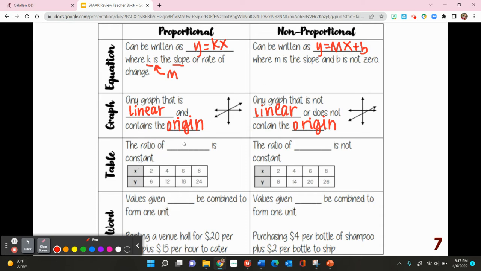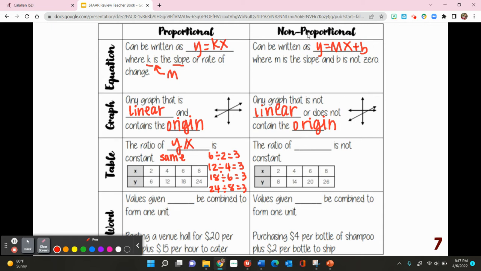Now let's look at the table. In a proportional table, the ratio of y divided by x is constant. If it is constant, that means it is proportional. So what I mean by constant is that when I divide y by x, it stays the same. So for example, when I take 6 divided by 2, this equals 3. When I take 12 divided by 4, that is 3. When I take 18 divided by 6, we get 3. And when I take 24 divided by 8, that equals 3.